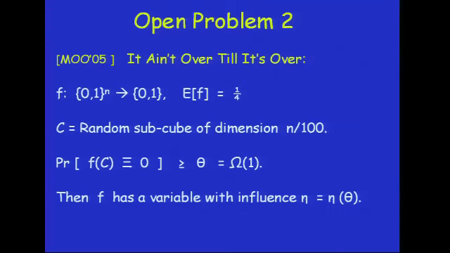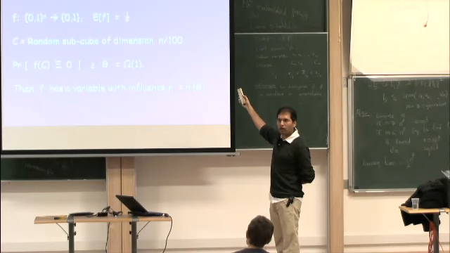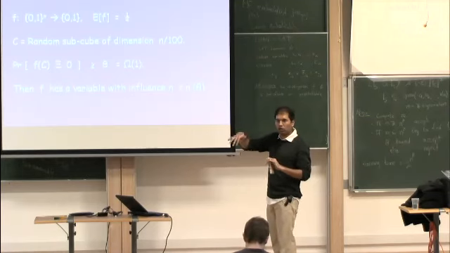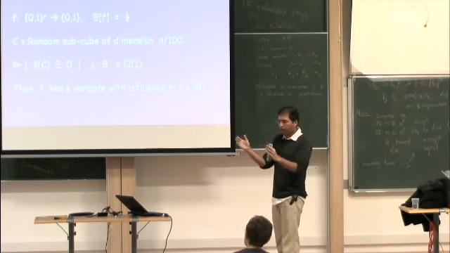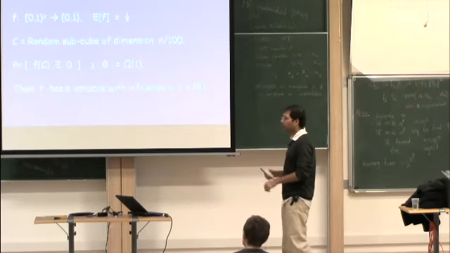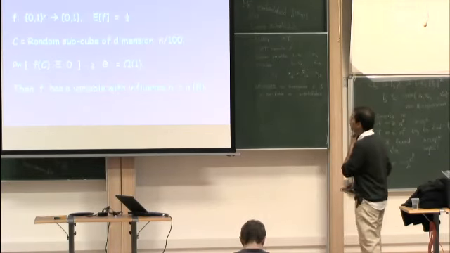So what is a subcube exactly? A subcube of dimension n over 100 means there are n over 100 coordinates which are free, and the remaining coordinates are set to some concrete values. Those will be chosen randomly, right? And the set of size n over 100 will itself be chosen randomly. So imagine that.